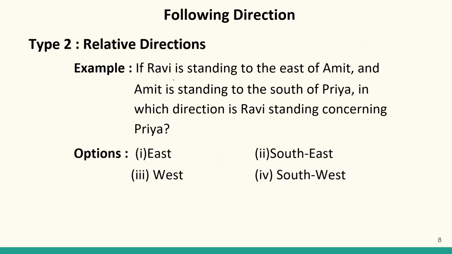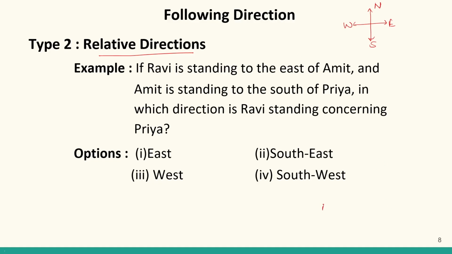Now, Ravi is standing to the east of Amit. So this is relative directions. We have to find out the directions of certain people with respect to certain people. So let me just draw the chart very quickly for your reference. North, south, east and west. Fine. Ravi is standing to the east of Amit.